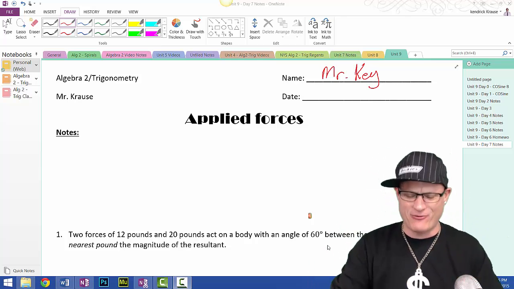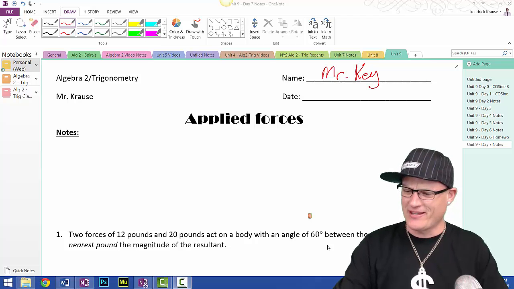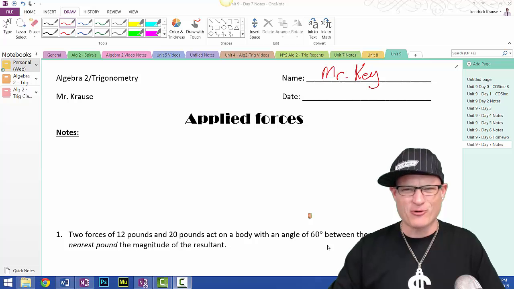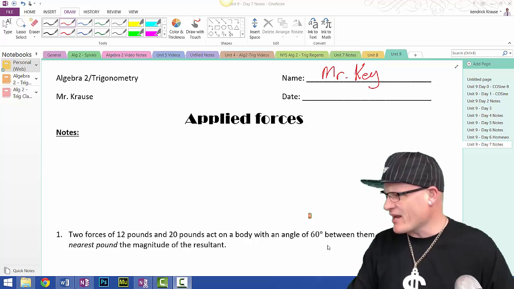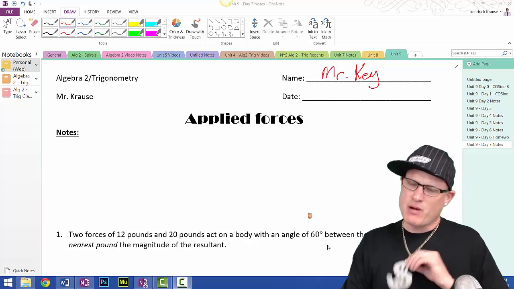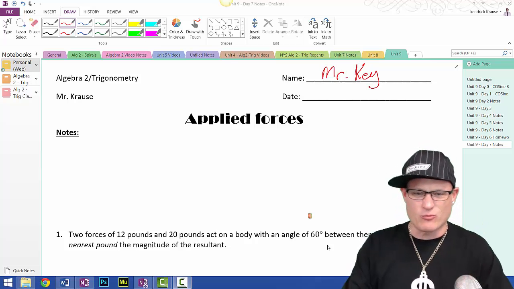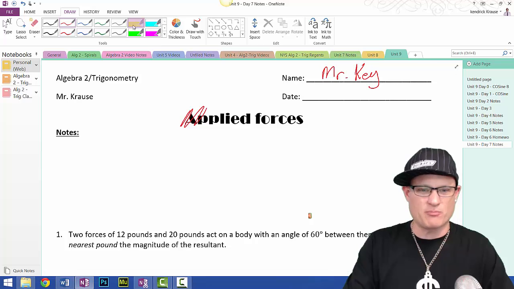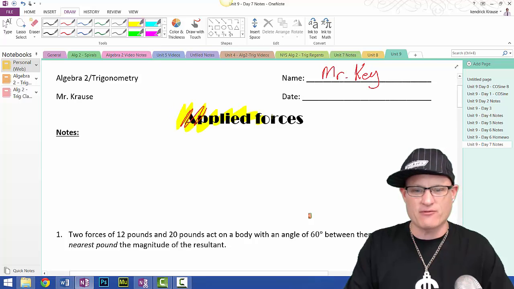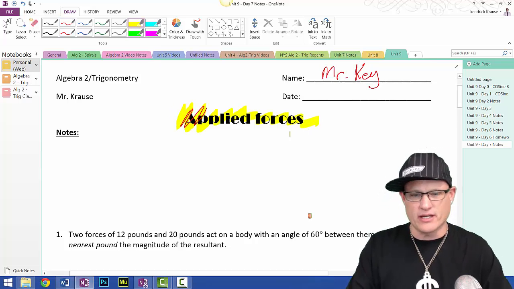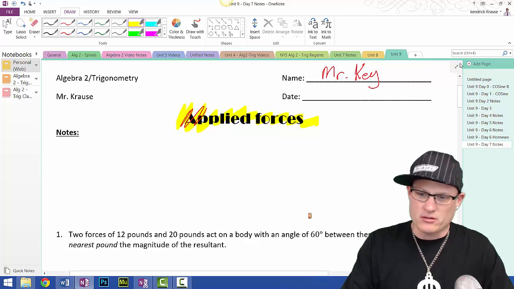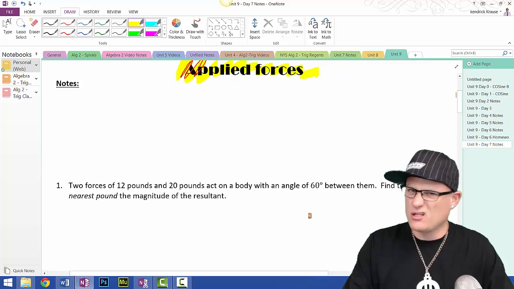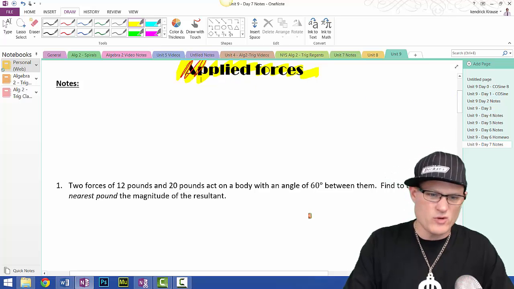Alright, applied forces. Can there be anything cooler than this? This is like amazing stuff, applied forces. Oh yeah, got the bling on. Got a little bling going. Got my bling bling. We're ready to roll. Rock and roll. I don't even have, oh man, this was supposed to be a highlighter. Applied forces, kids. That's what we're doing today, yo. I brought my alter ego out. Oh yeah. Alter ego. Ready to rock and roll.